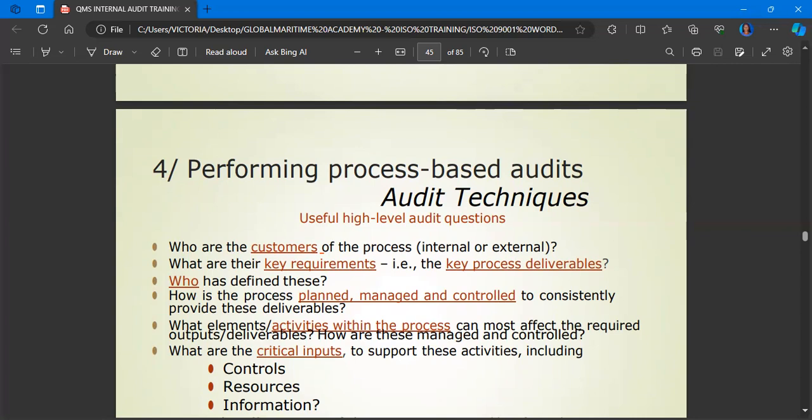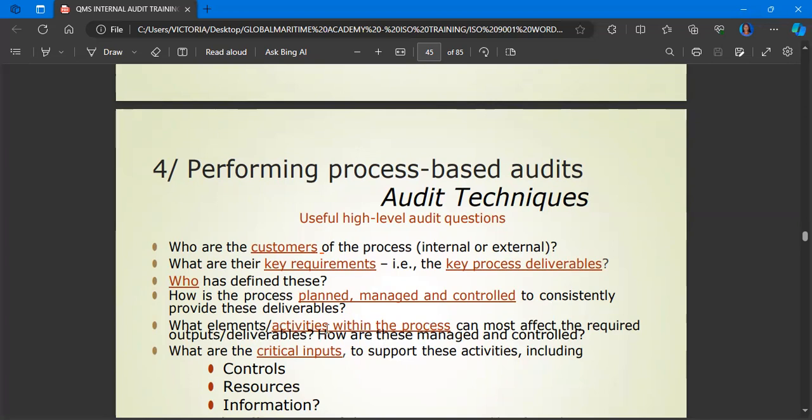Who has defined this? Who defined the processes? How was it established? How is the process planned, managed, and controlled to consistently provide these deliverables? These are questions that you can ask to be able to conduct the audit effectively.